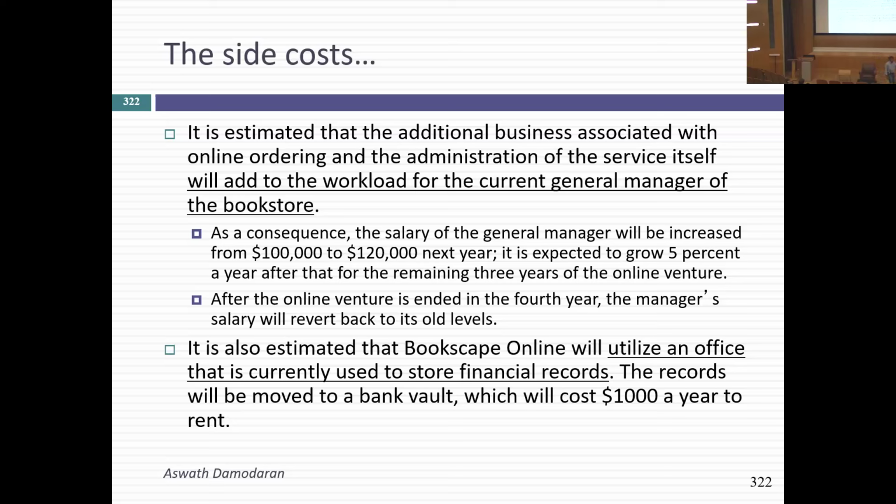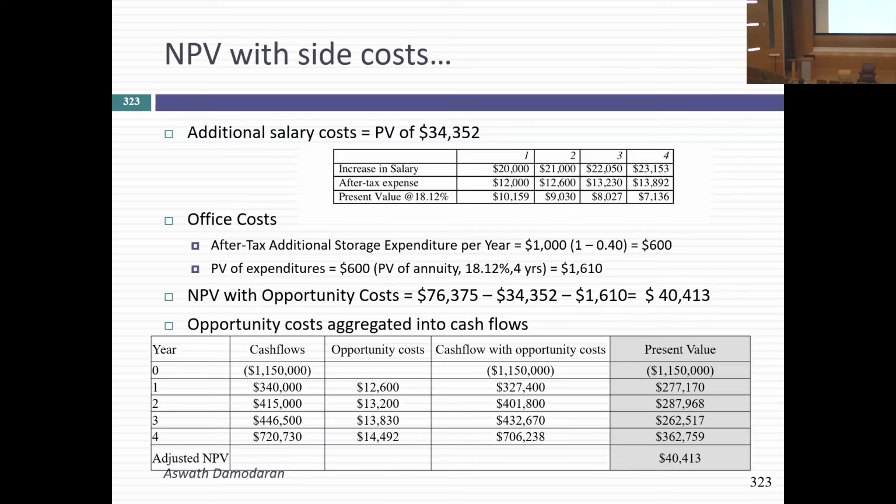So this project has a net present value of $76,000, but it creates two costs: a $20,000 higher salary every year for the next 4 years and $1,000 additional storage costs. Now remember, those are pre-tax, right? So after taxes, and all cash flows will always be after taxes, when you pay $20,000 more to your manager and you have a 40% tax rate, in effect, you're paying $12,000 more because that $20,000 is tax deductible. You're going to save 40% in taxes.